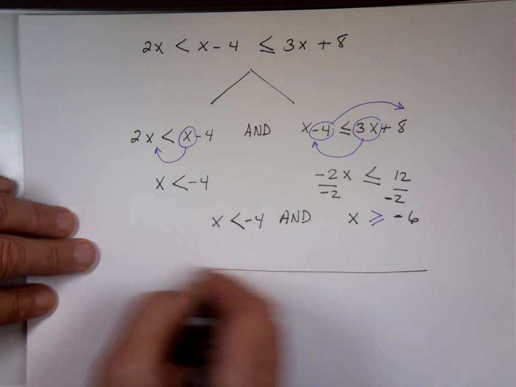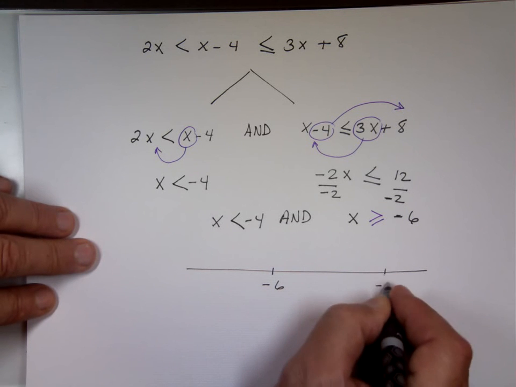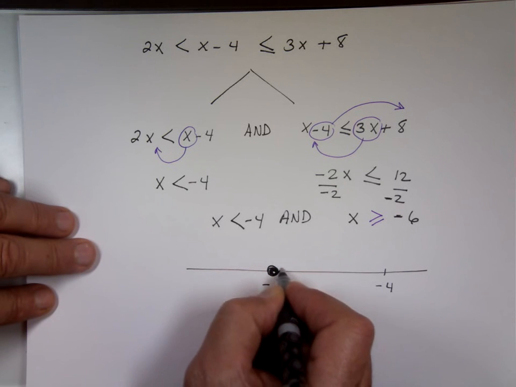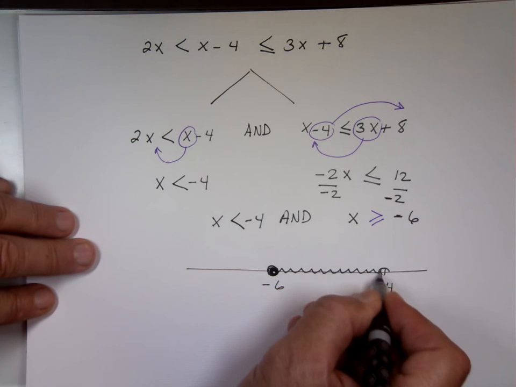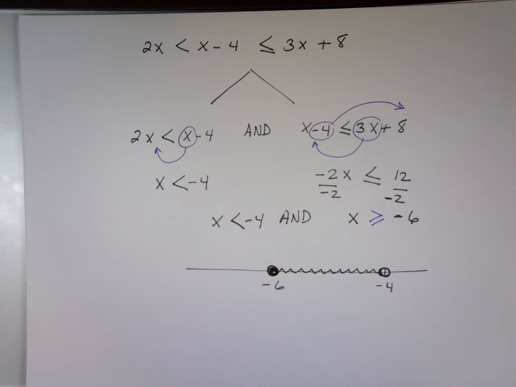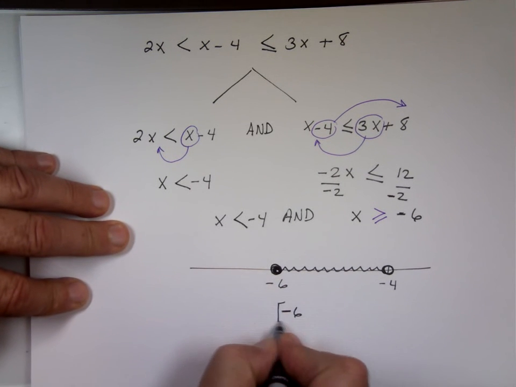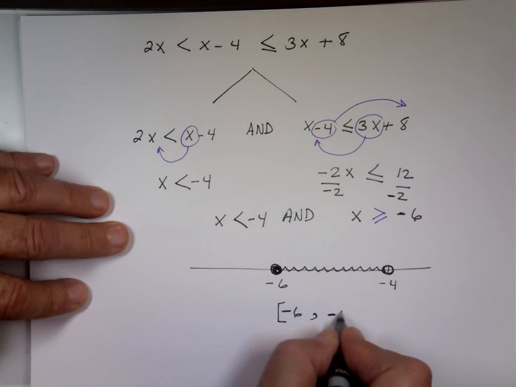This is where the negative 6 is. There's the negative 4. Bigger or equal to negative 6. Equal to, closed circle. And at the same time, less than negative 4, not including the 4. So from negative 6, including that, that's a bracket, to negative 4, not including that.